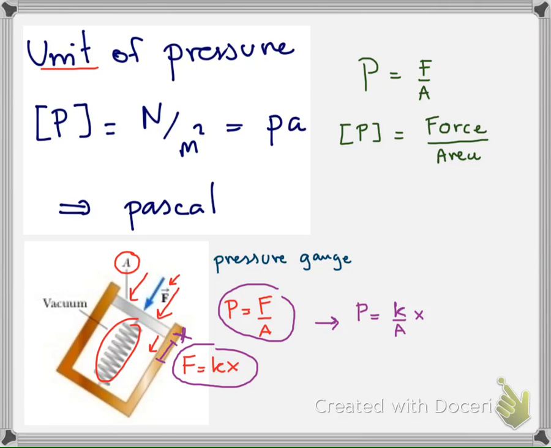And if you look at the pressure gauge when you measure the pressure of the tire of your car, you can see the linear scale on the pressure gauge. And this is because we have this relation when we use the pressure gauge to measure the pressure. Okay.